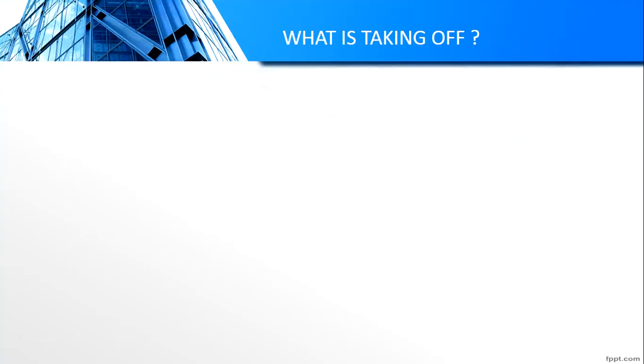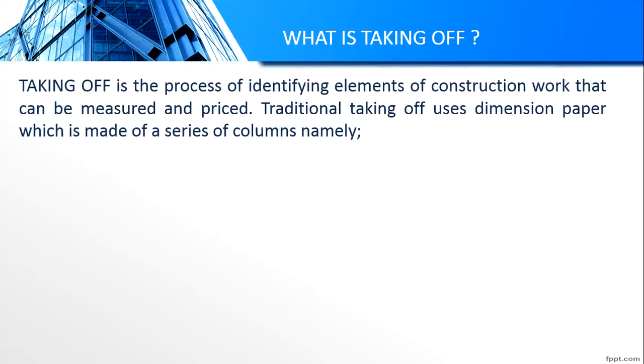Taking off is a process of identifying elements of construction works that need to be measured and priced. Number one is to identify the elements, and number two is to derive the measured quantities needed to be priced in our BOQ. The traditional method of taking off is using the dimension paper, what we popularly call taking off sheets. So this is the definition of taking off.